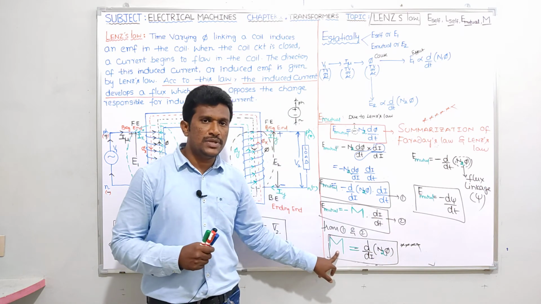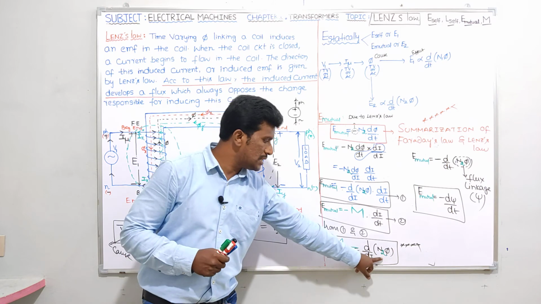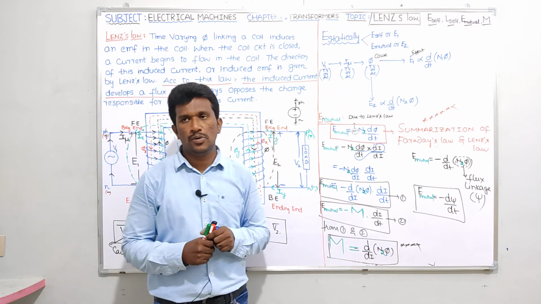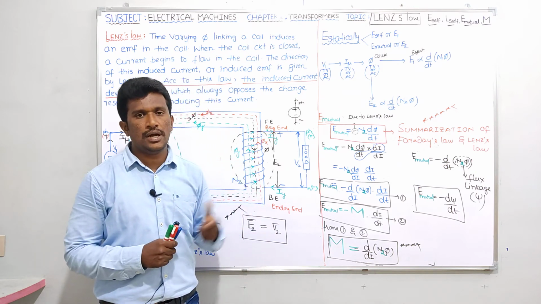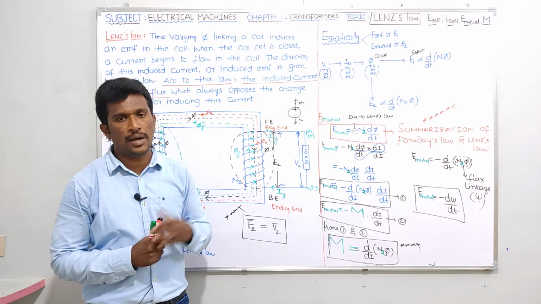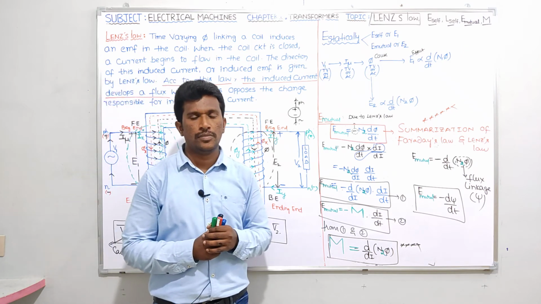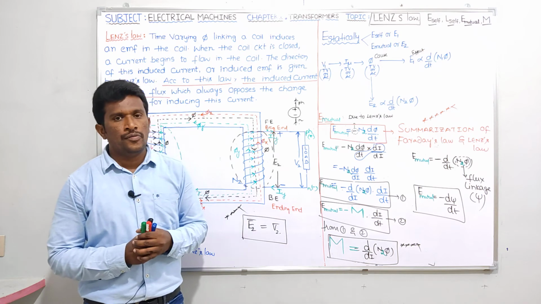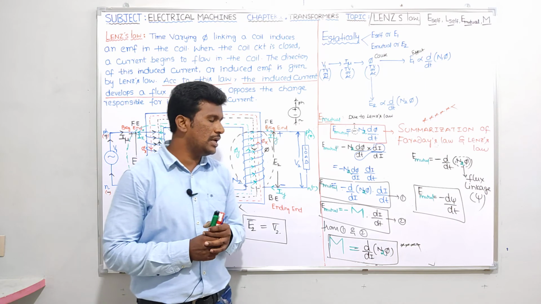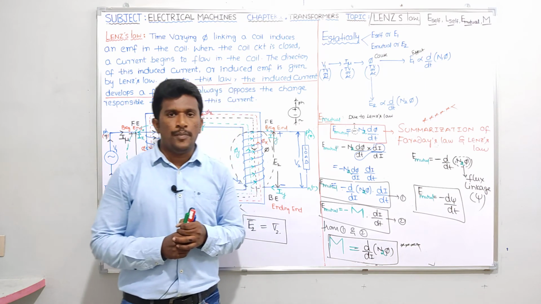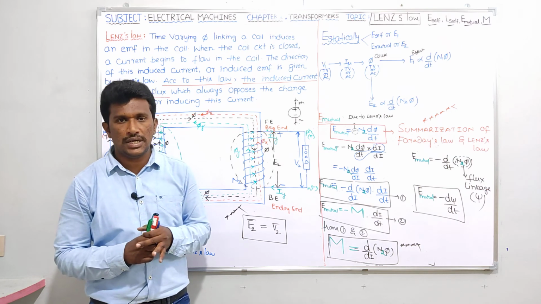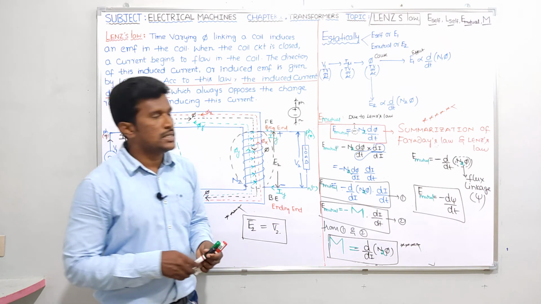So mutual inductance M is defined as rate of change of flux linkage in secondary winding due to time varying current flowing in primary winding, where primary winding and secondary winding are magnetically coupled with each other. Is it clear? See guys, this is a thing.